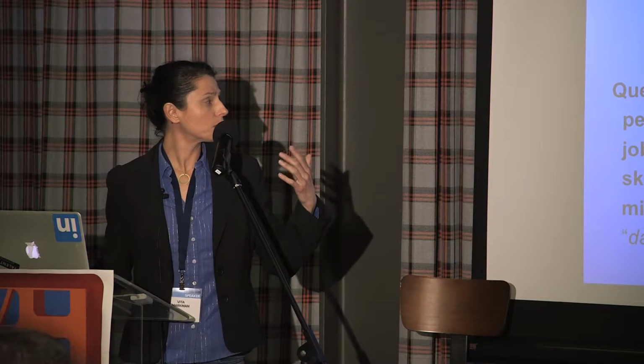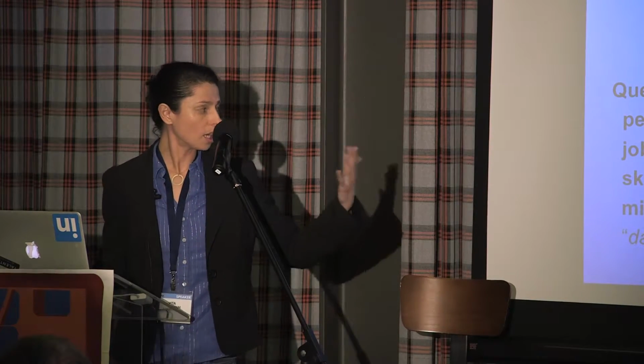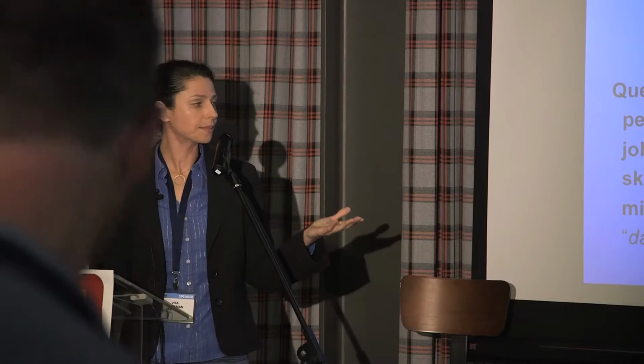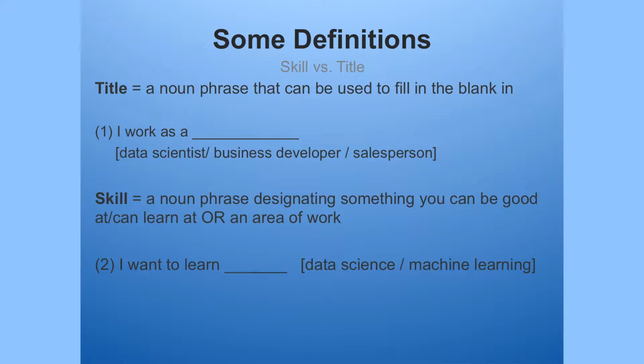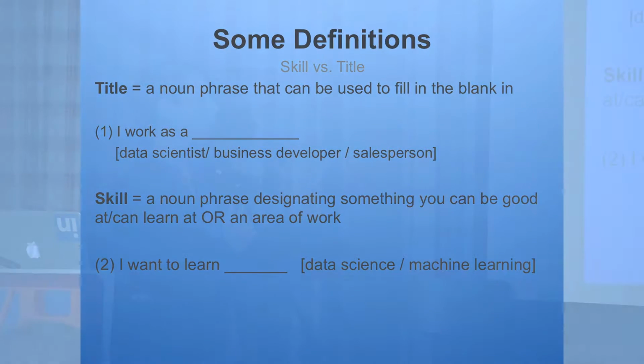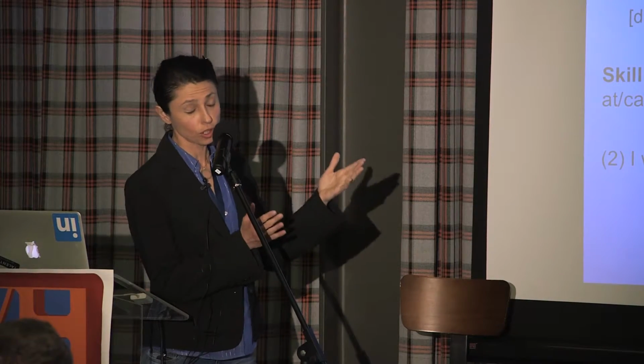And again, I want to emphasize as part of this talk, the most important types of entities we want to tag are titles and skills. They have very specific definitions in our ecosystem that are incredibly important. A title is really a noun phrase that can be used to fill in a blank of something like, I work as a data scientist, business developer, salesperson. In contrast, a skill is something you can learn, something you can be good at, or also an area of work. For example, I want to learn blank.